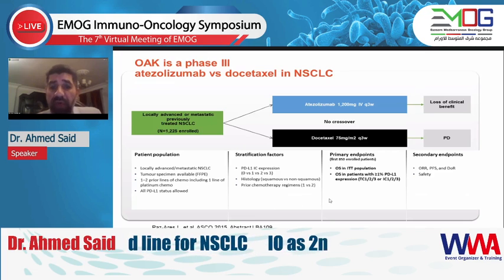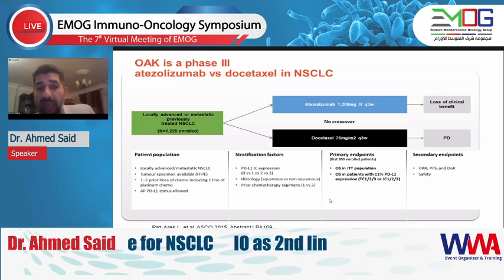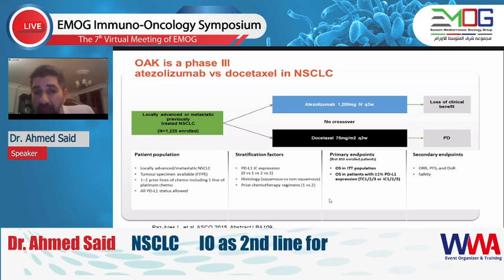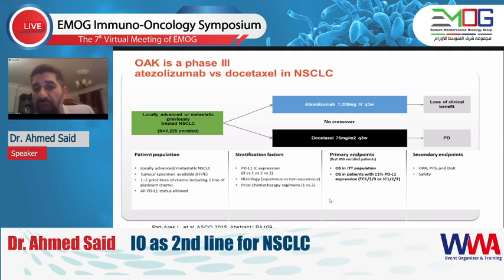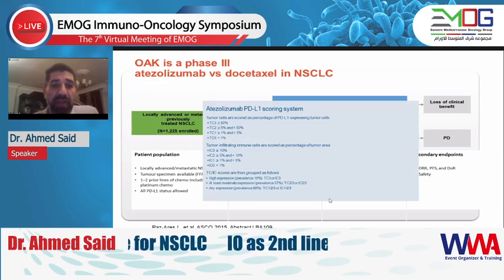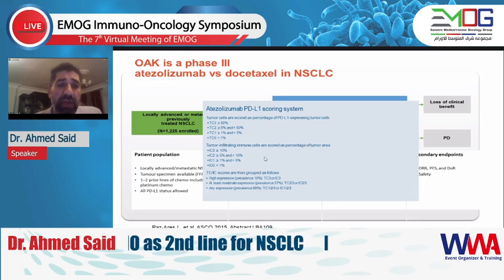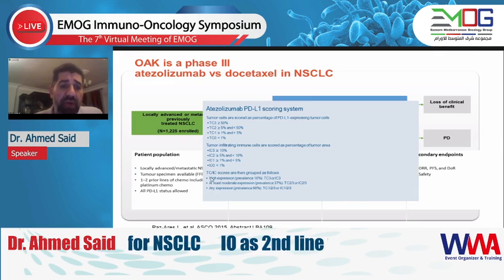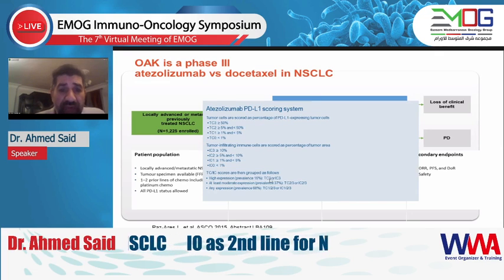The primary endpoints were overall survival in the intent-to-treat population and overall survival in patients with more than 1% PD-L1 expression in the different groups. Secondary endpoints were PFS, overall response, duration of response, and safety, of course. Let us comment that atezolizumab trials have a different scoring system for PD-L1. They score it on the tumor cells or the tumor-infiltrating immune cells, giving different scores, and we can see here that tumor score or immune score are grouped as follows.